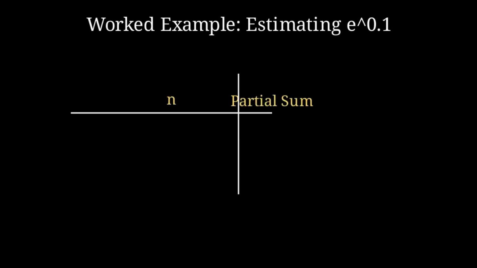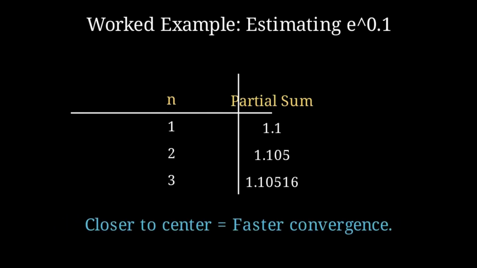If we try to estimate a value closer to our center, like e to the 0.1, the series converges even faster. With only 3 terms, we achieve incredible precision. This demonstrates that Taylor series are most effective when the input is near the point where the series was centered.